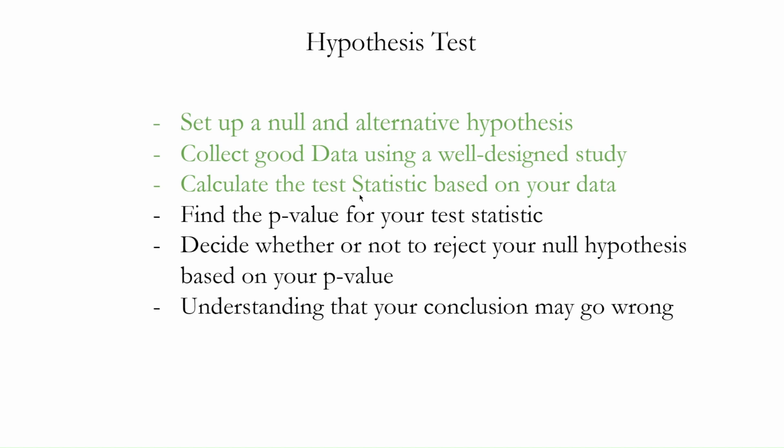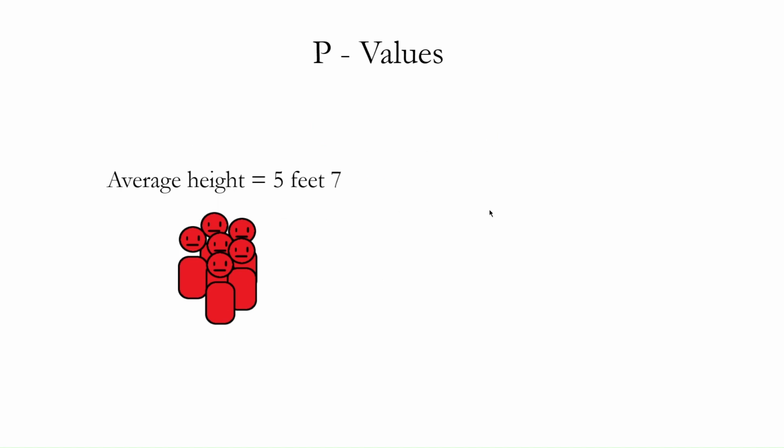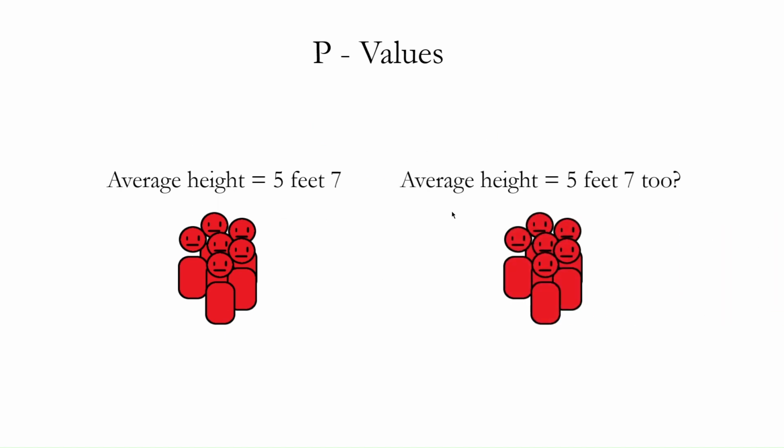Now we've talked about calculating the test statistic based on your data. That was the test statistic. Now let's talk about finding the p-value for your test statistic. So what are p-values? I'll explain it with this example. Let's say that this is a sample, and the average height of the sample is 5 feet 7. This is another sample. What is the chance that the average height of this sample is 5 feet 7 too? The chance is probably not very high, because the averages of different samples are usually not the same. It could be 6 feet 2. We do not know that. So that's why you must calculate the p-value, basically.